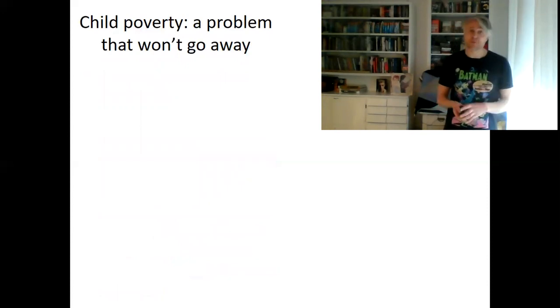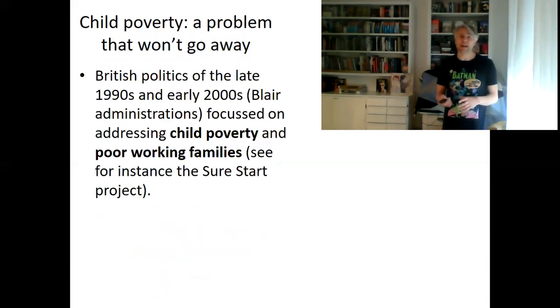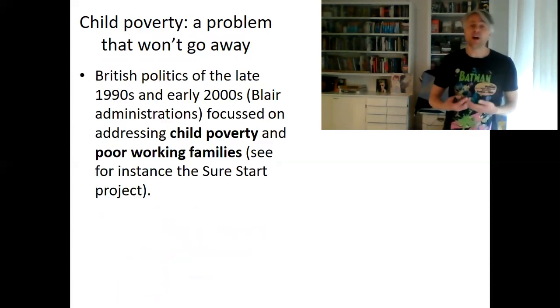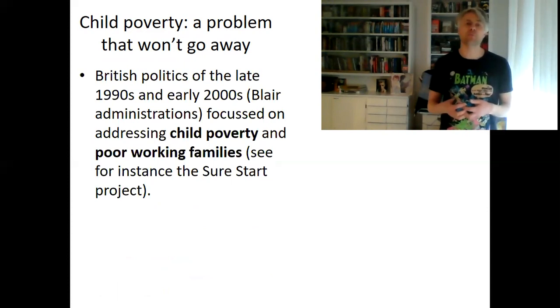Child poverty, we've talked about at the start of this presentation, very much for the Brits, maybe for some other nations too, a problem that won't go away. When I was your age, British politicians were addressing it. There'd been a kind of lull. Poverty kind of disappeared from political discourses in my childhood in the 1980s.